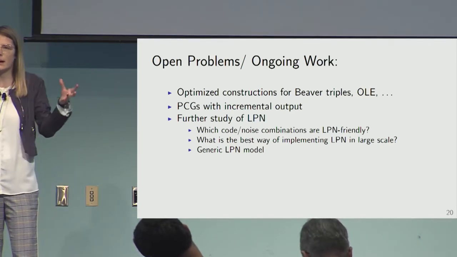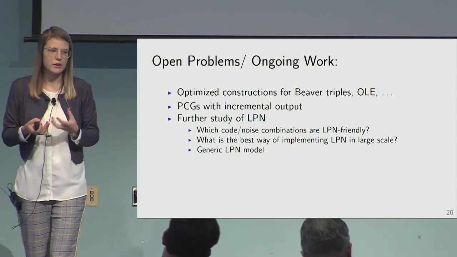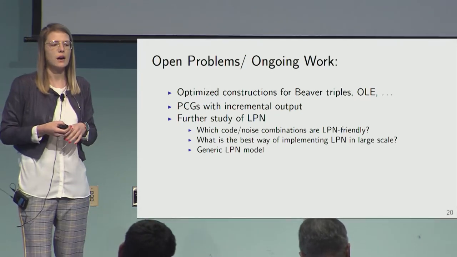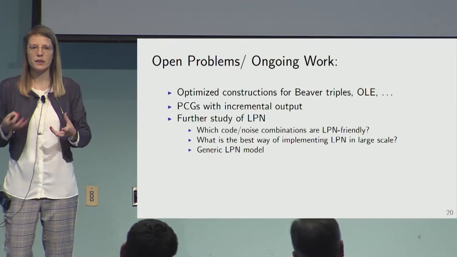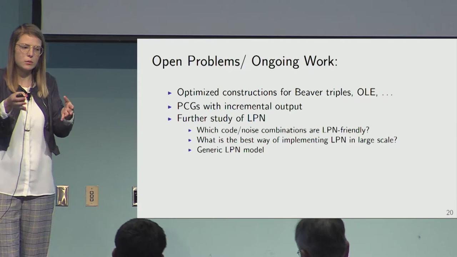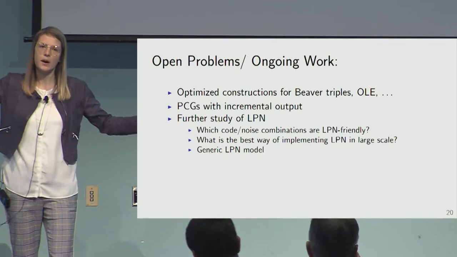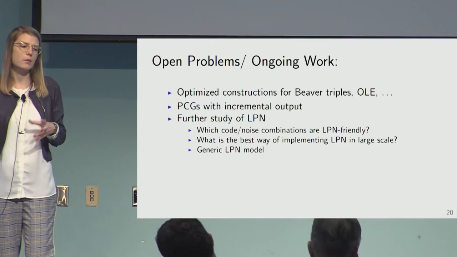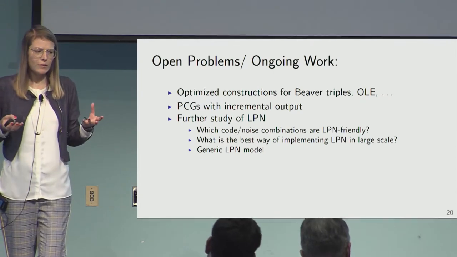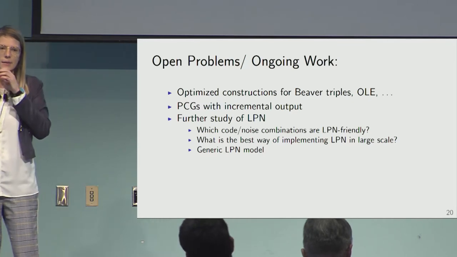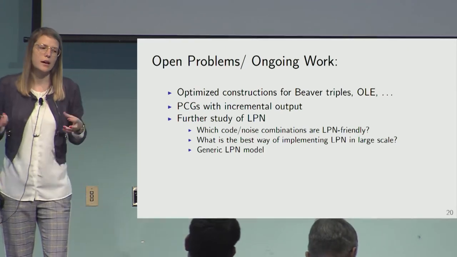Because a very central part of our construction is learning parity with noise, we should further study the learning parity with noise assumption: which code-noise combinations are LPN friendly? What is the best way of implementing learning parity with noise at large scale? Generally people look more into smaller matrices, but we want as big as possible because then we can get more OTs. What is the best way to do so computationally efficiently? And from the theoretical side, giving a generic LPN model, because our construction is of course not a black box construction, but it has some black box flavor, and maybe giving a model where we can capture the black box flavor of our construction.